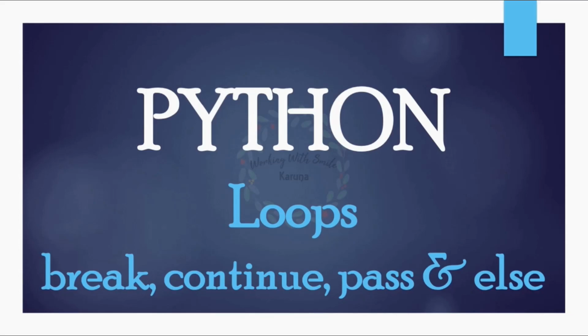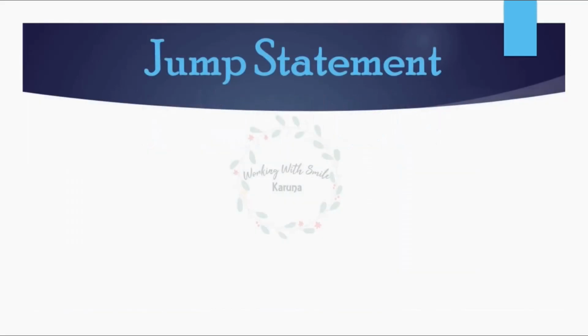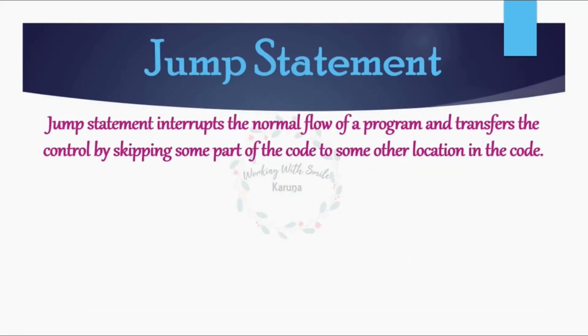In this tutorial, we are going to learn about jump statements and the else part of a for and a while loop in Python programming language. So let's quickly learn about jump statements. A jump statement interrupts the normal flow of a program and transfers the control by skipping some part of the code or statements to some other location in the program.